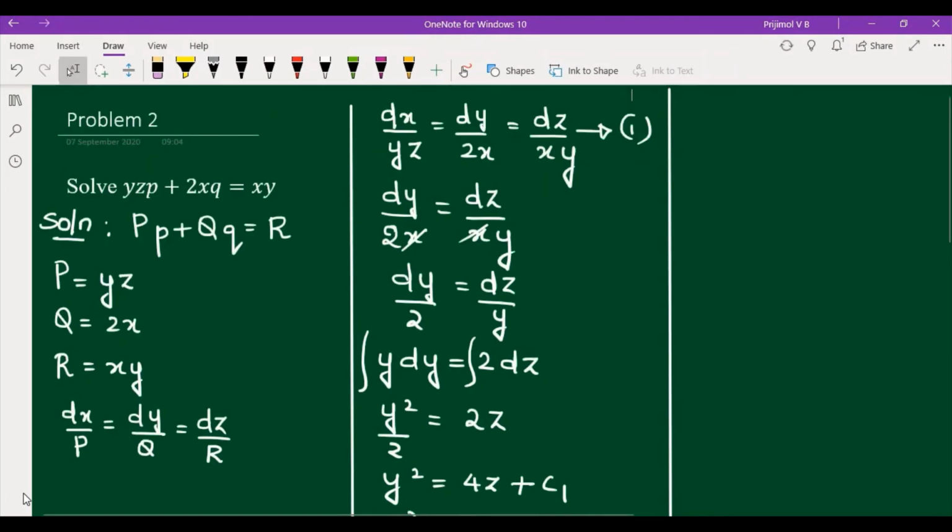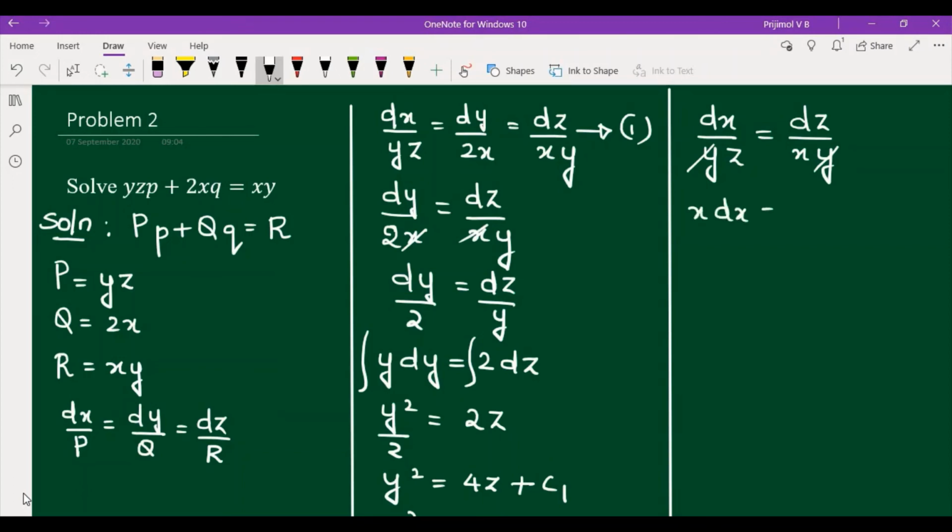Now let us rewrite the auxiliary equation. This is our auxiliary equation. Now let us consider the first and third ratio. So it is dx by yz equals dz by xy. Yes, after considering the first and third ratio, you can cancel common terms. Here y is common. Now rearrange the terms, that is, bring all the variables together. So x dx equal to z dz. Now the variables are separated, that is, in your left hand side we have only x, in your right hand side we have only z.